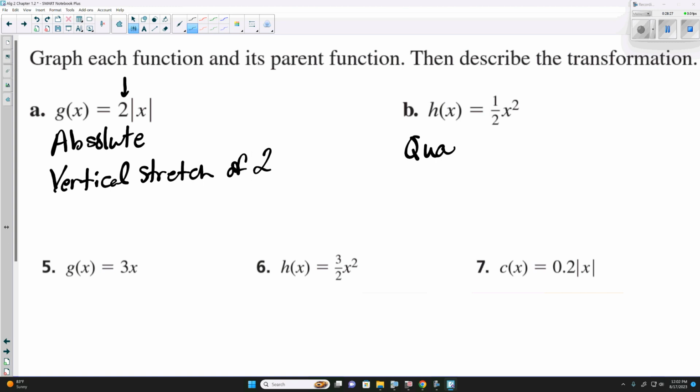Yeah, it's a quadratic. So it's in place of that a, yes. And it's a vertical shrink.